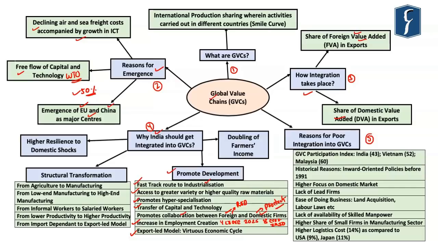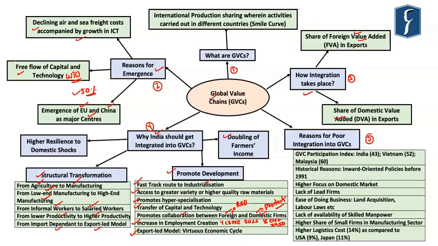Thus, integration into global value chains can bring about the much needed structural transformation of the Indian economy from agriculture to manufacturing, from low end manufacturing to high end manufacturing, from the higher share of the informal workers to the higher share of the salaried workers, from lower productivity to higher productivity, from import dependency to the export led model, and consequently realization of a self-reliant or Atmanirbhar Bharat.